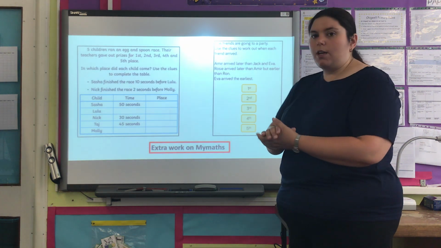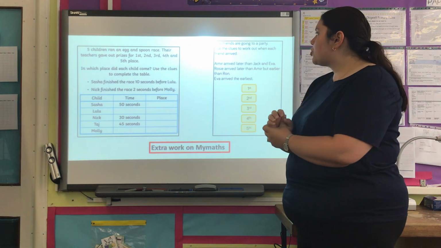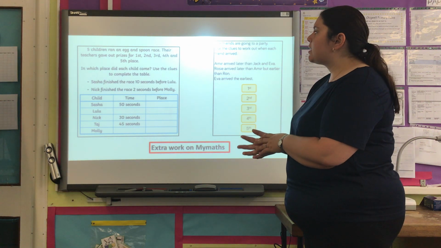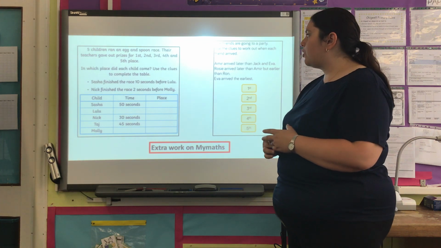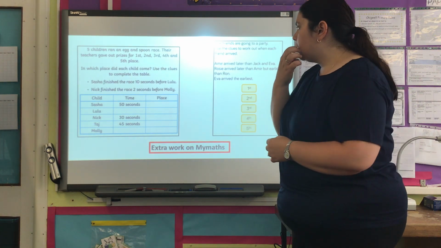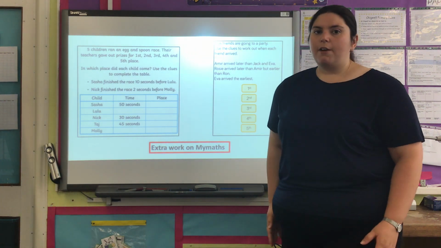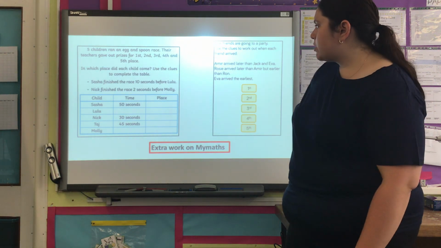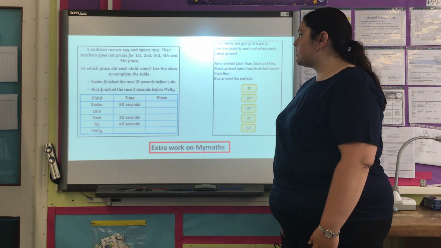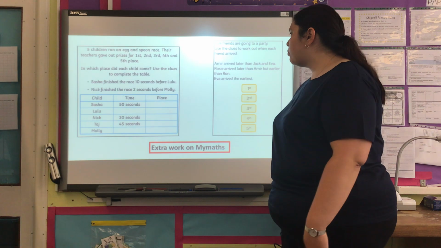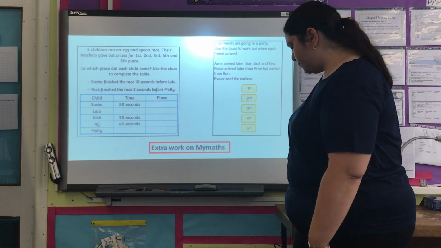Okay. And we've got our reasoning here as well. We've got 5 children running an egg and spoon race. Their teachers gave out prizes for 1st, 2nd, 3rd, 4th and 5th place. In which place did each child come? We've got some clues to use for our table. Sasha finished the race 10 seconds before Lulu. And Nick finished the race 2 seconds before Molly.